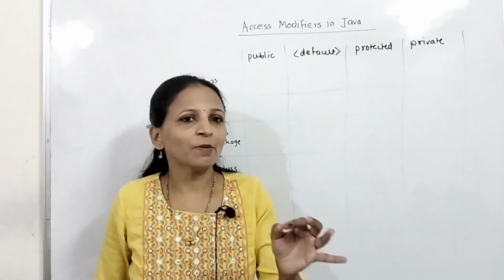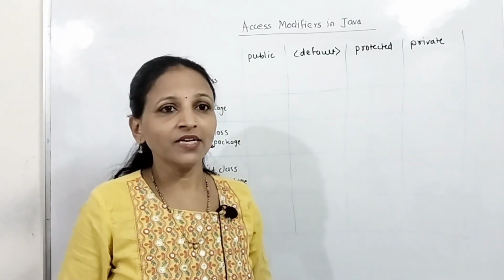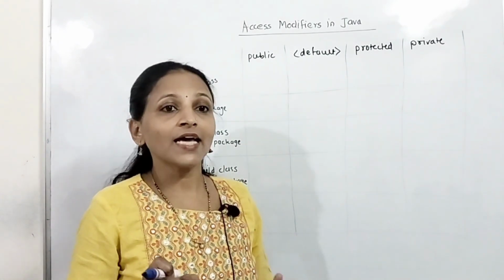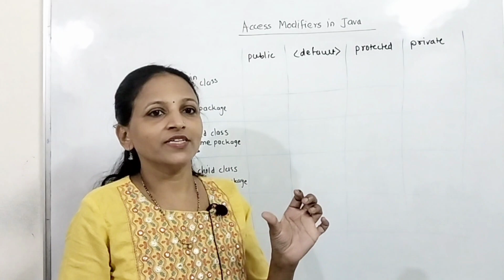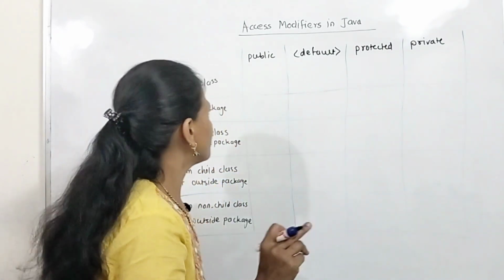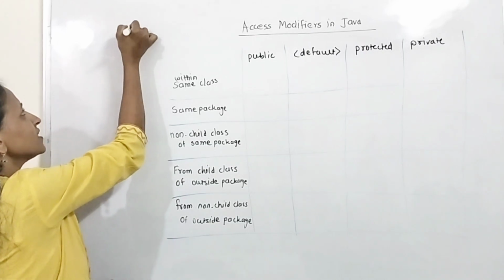Now, if any member of a class is declared as public, where it is accessible, the scope of that variable, is decided by that public word. Public means it is accessible everywhere. For example, suppose we have declared a class Test.